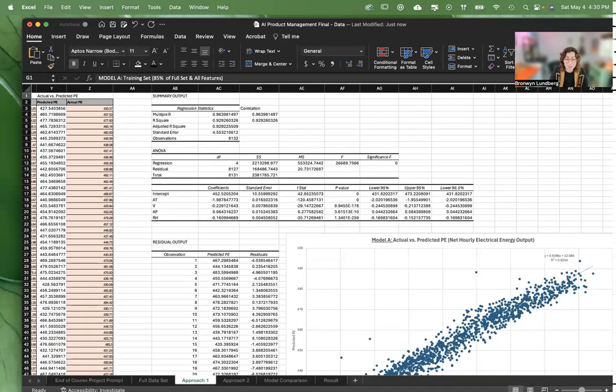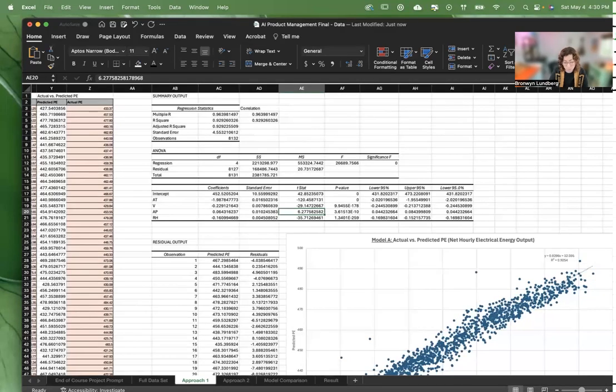After generating the regression summary output that you see here and looking at it, I saw that ambient pressure, which is AP, had the smallest coefficient of 0.064 and also the smallest T statistic over here. And so relative to the other variables, this really suggested that it had the least effect on the dependent variable, which is PE, or net hourly electrical energy output.